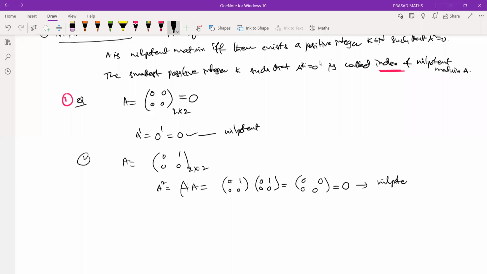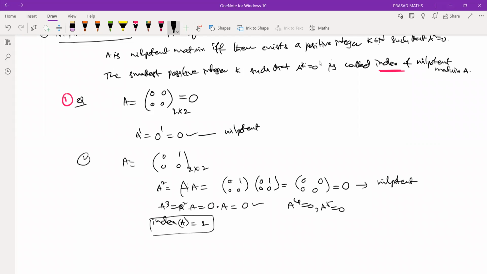A cube is also 0, because A square into A, and A square is 0, and 0 into A is always the zero matrix. A power 4 and A power 5 are also 0. But among all powers, 2 is the smallest power for which A square is 0. Therefore 2 is the index. What is the index of A? The index of the matrix is 2, because 2 is the least power for which A square is 0.